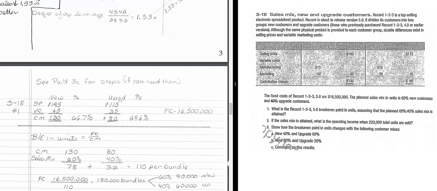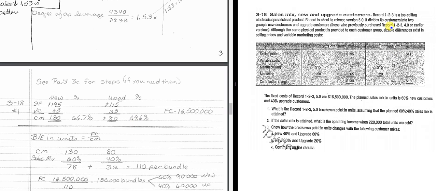Can't find my cursor there. And 15 and 20, so my variable costs are 65 and my variable costs are 35. So selling price for the new, selling price for the upgrade, variable cost for the new, variable cost for the upgrade. Contribution margin is 130 or 80, and so then I can get the percentage, 130 divided by 195 and 80 divided by 115. So 67% and 69.6%.